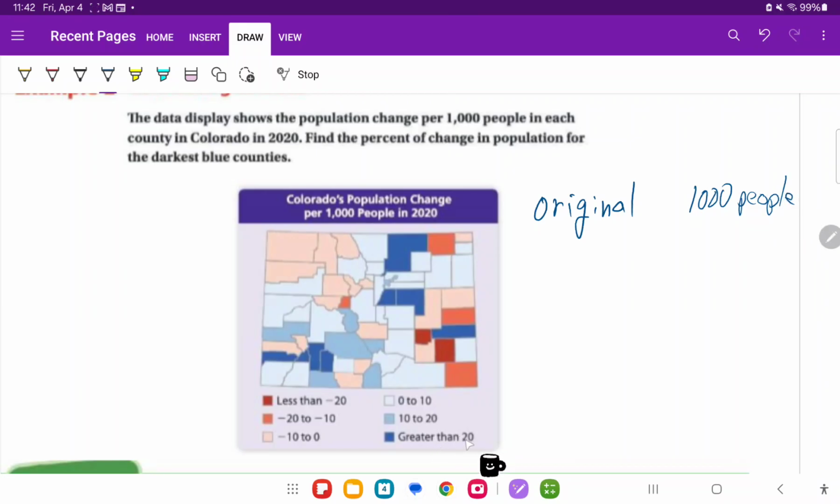Now, if we're looking only at the blue, it changed. The 20 represents the amount of change. So the new amount is 1,020 people, like that, okay? Find the percent of change in population for the darkest blue. All right, so that's this group right here. So that was an increase, right?